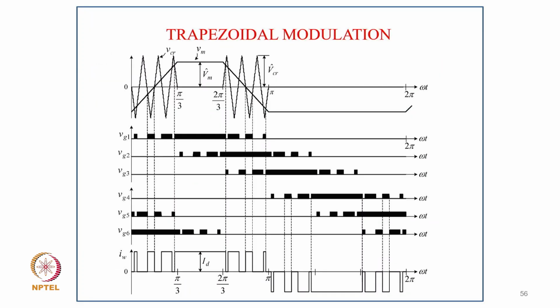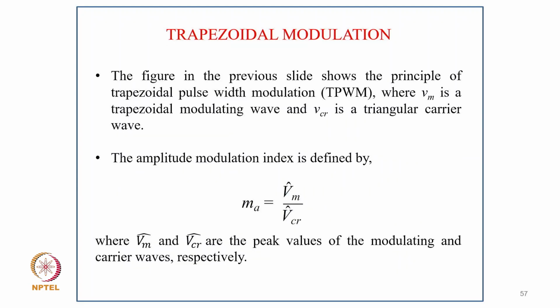And this is a typical trapezoidal modulation. We have talked about this in the case of VSI also, where we use it to reduce the harmonics in this manner. The advantage is that we have a smaller number of switchings, and you can see how the output current IW is produced with this kind of switching, and the gating pulses correspond to that.